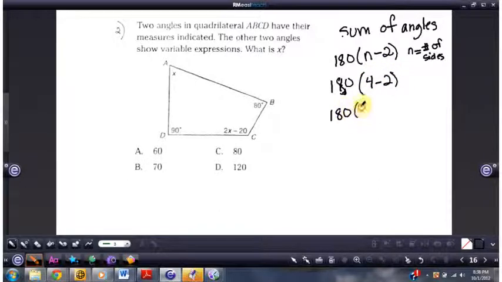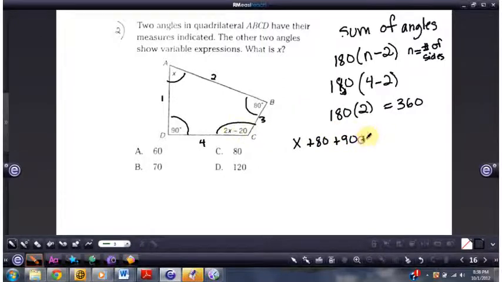That means the sum of this angle, this angle, this angle, and this angle, just because it is a 4-sided shape, all of these add up to 360. Now I can use that to solve. X plus 80, I'm sorry, plus 90, plus 2x minus 20. Now you can put these in any order, it's just how I'm seeing them, equals 360.